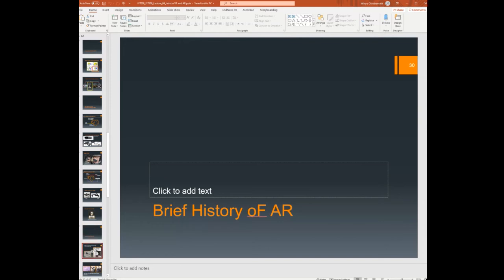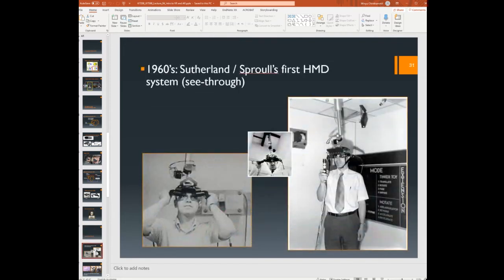So, a brief history of AR. Way back in the very early age, Professor Sutherland came up with the very first known system. This one was in the military, in the university. The mechanical arm hanging from the head here is really its tracking system. Remember, this is in the 60s. There's no advanced tracking system except that one.